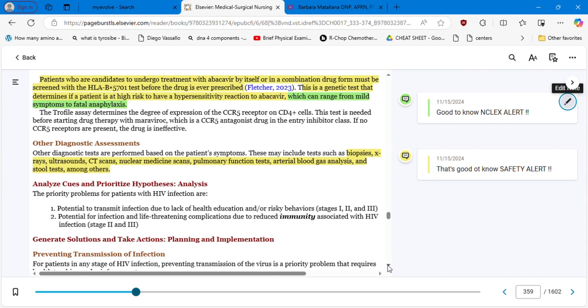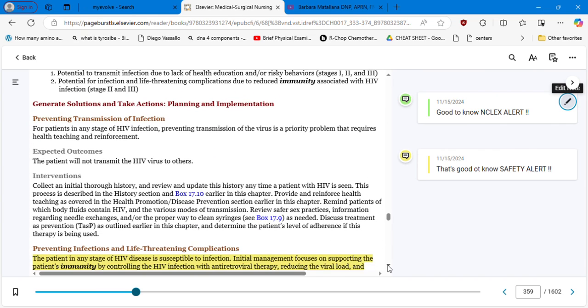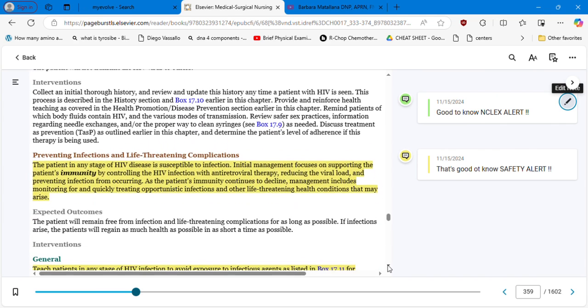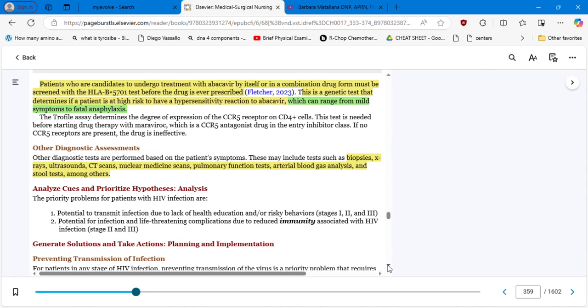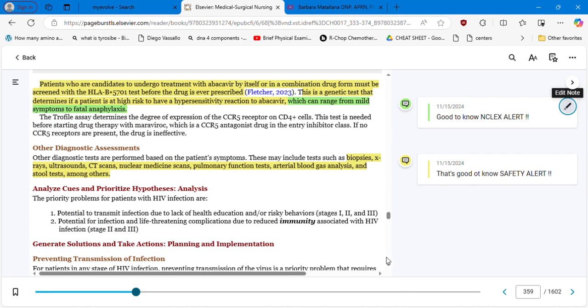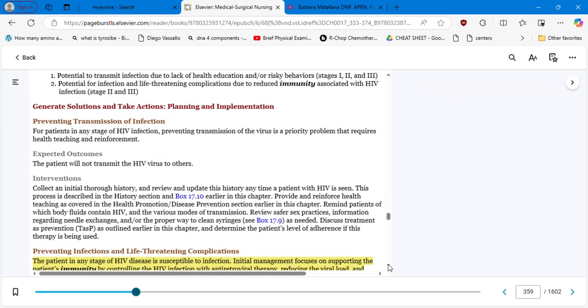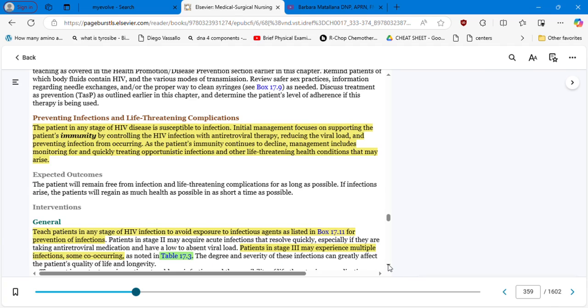So what are we going to do for that? There are different steps that we have to take into consideration. So the patient in any stage of HIV disease, right? Is susceptible to infection, regardless if it's stage 1 or 3. In any stage, they are susceptible to infection. Initial management focus, because remember the patient also probably has other comorbidities that put the body in a high inflammation state. So that's why the risk is there.